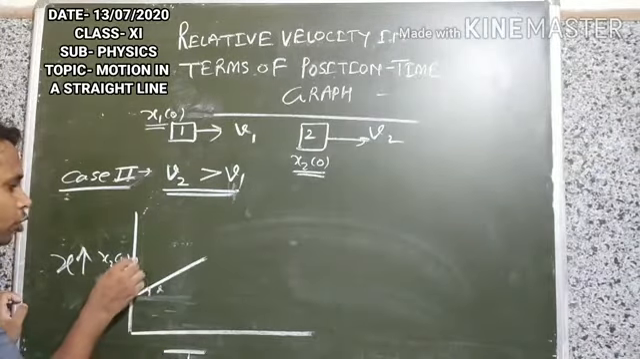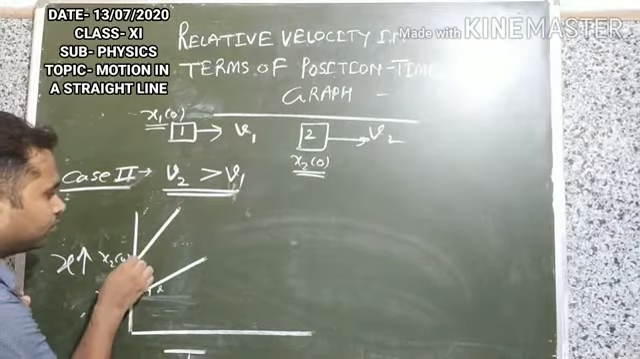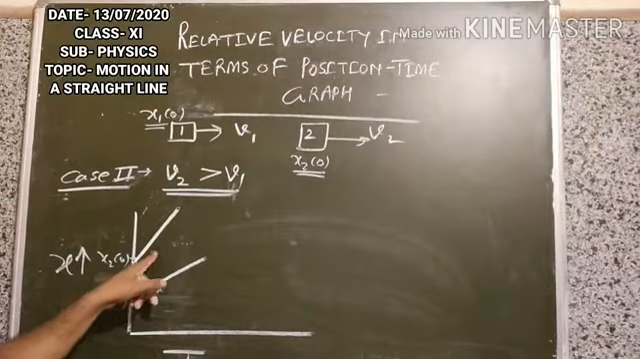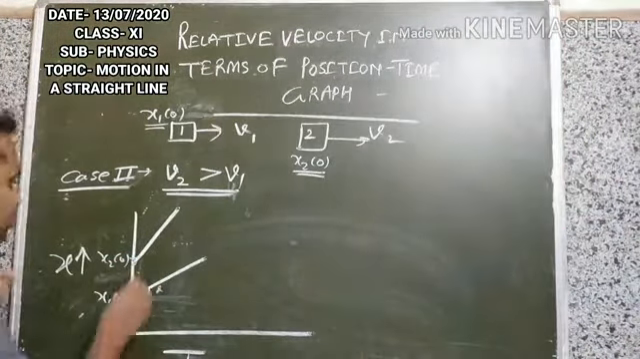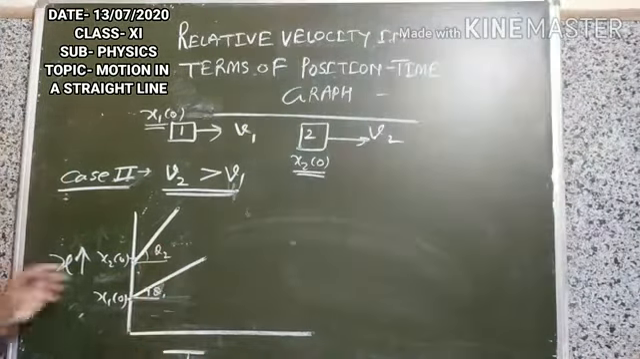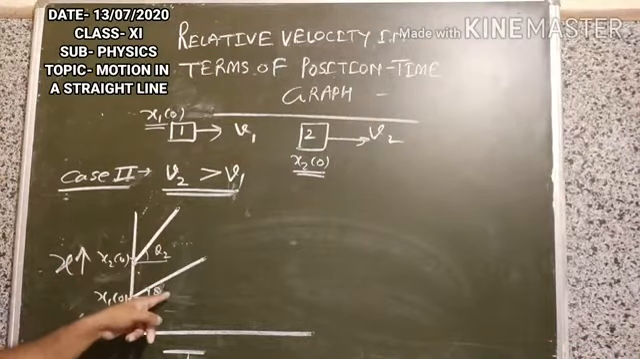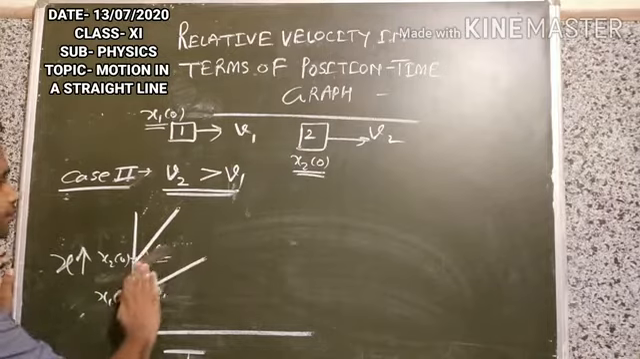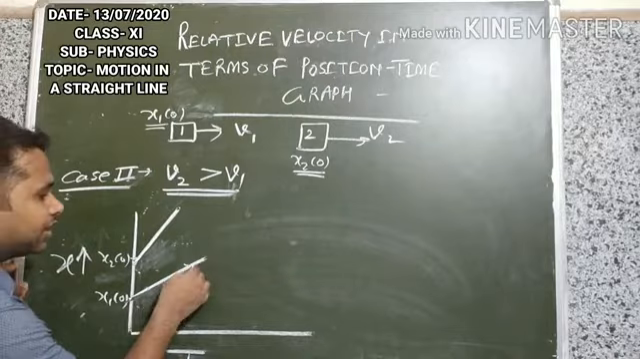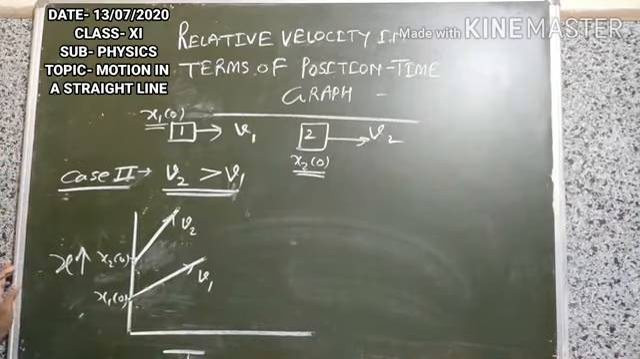And similarly the slope of the second graph, raise it higher, because the velocity of the second is more than the velocity of the first. So see the difference here, suppose this is theta 1, this is theta 2, so theta 2 is greater than theta 1, so the velocity of the first is less than the velocity of the second, as we have in this case. The first line shows the velocity of the first, the second line the velocity of the second object.